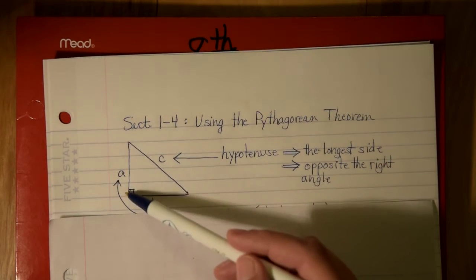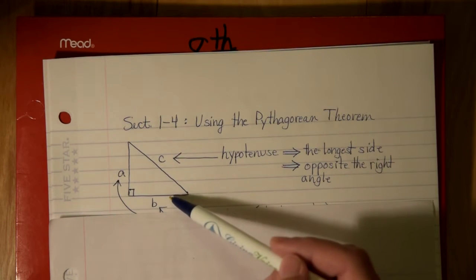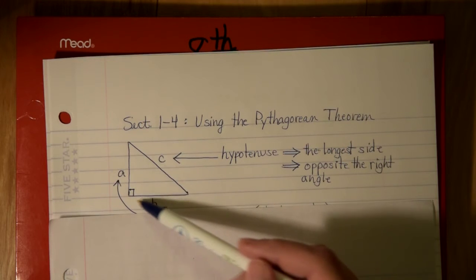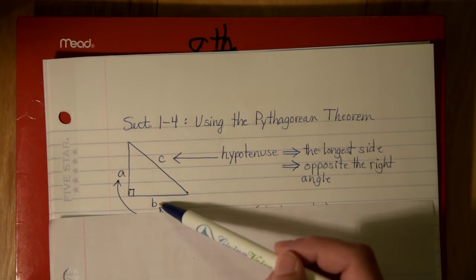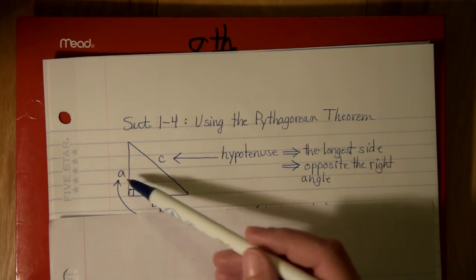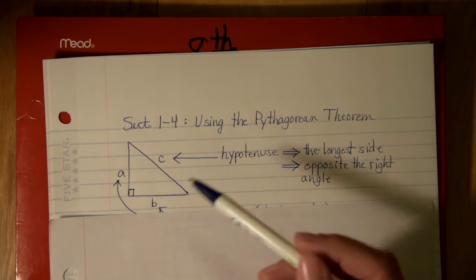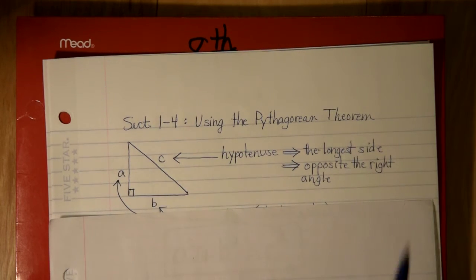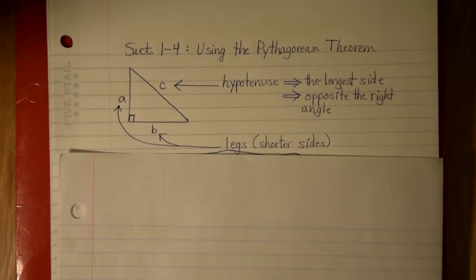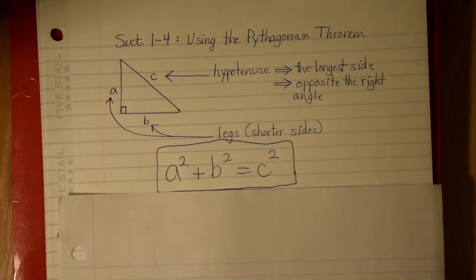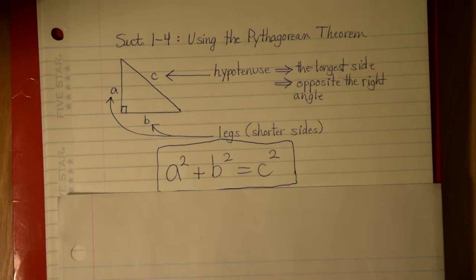And then the two shorter sides that make the right angle are going to be labeled A and B, and it doesn't matter which one is A and which one is B. These two sides, A and B, are called the legs. Now, the actual theorem itself is A squared plus B squared equals C squared.